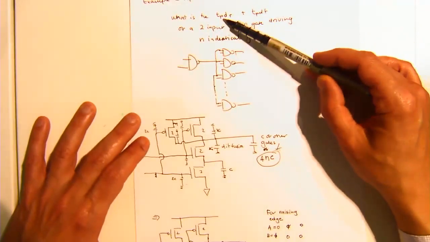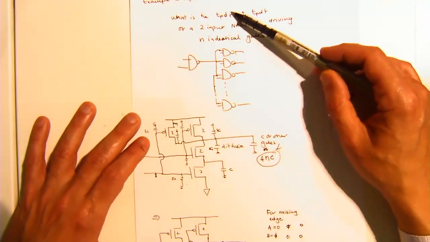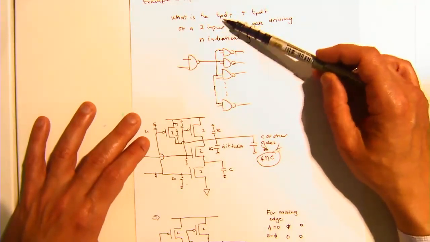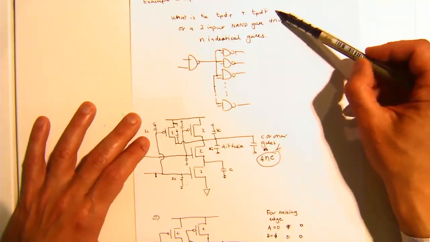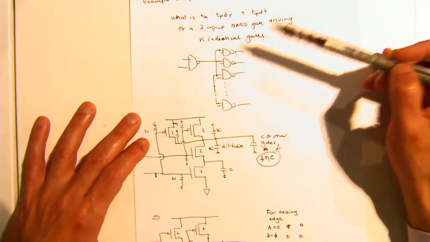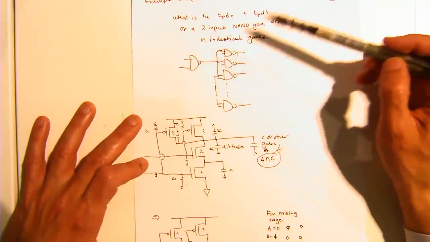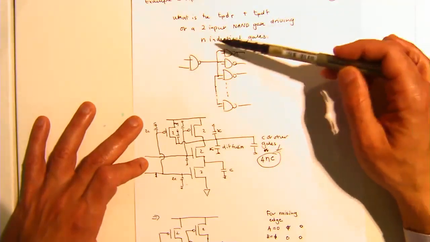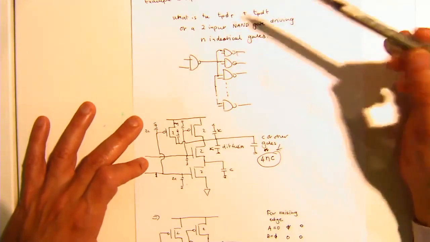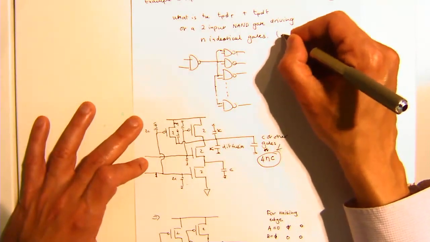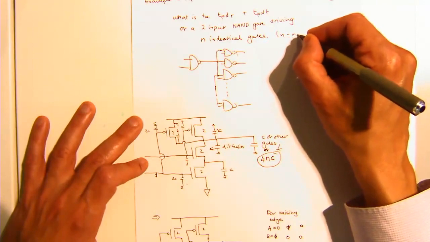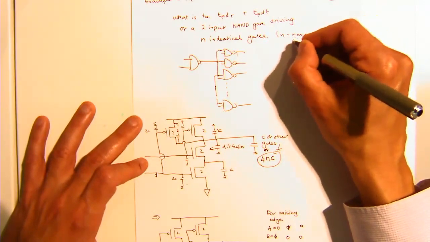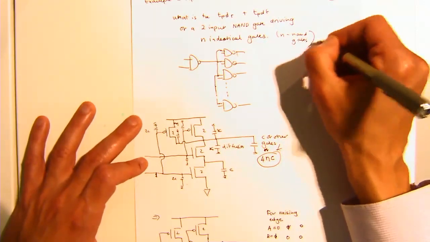And what I'm asking you here, and what we're going to do in this example, is work out what the propagation delay is going to be for a 0 to 1 transition and a 1 to 0 transition. Essentially, I'm asking you to determine that for a 2-input NAND driving n identical gates, and here I'm saying n NAND gates. Okay? So how would we do that?